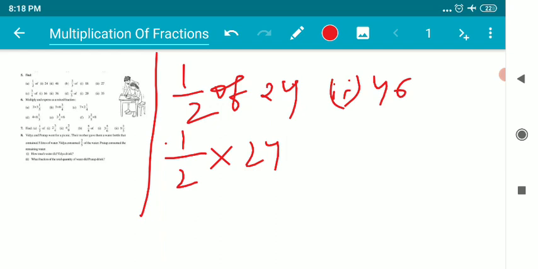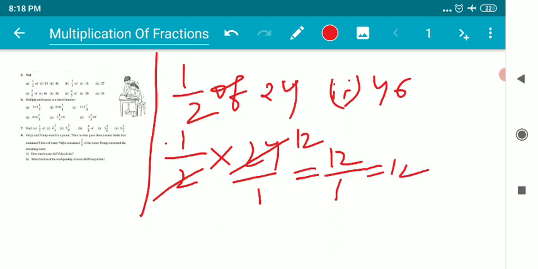Children, this number 24 is actually the numerator. There is nothing in the place of the denominator, so we can simply take 1. Or if you don't take 1, there is no problem as such. Simply by doing cancellations, we can get an answer. So 2 and 24 can be cancelled. 2 12s are 24. Answer is 12 by 1, or we can write simply 12. That is our answer, children.